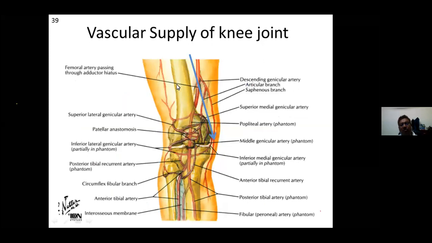Now we come to the vascular supply of the knee joint. You recapitulate that the femoral artery is continuous at the back of the femur as the popliteal artery, and then it is divided into two, that is posterotibial artery and the intertibial artery. The intertibial artery passes between the tibia and fibula over the interosseous membrane.